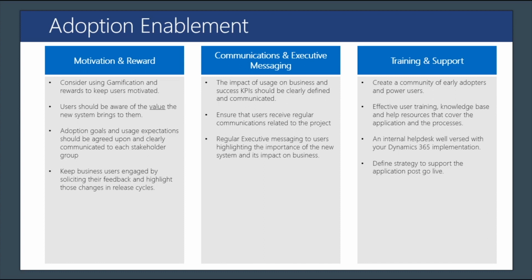In terms of messaging and communicating from an executive perspective, you want to make sure that the impact on your success KPIs is clearly defined, and how the usage is continuing to impact those success KPIs. You also want to make sure that users throughout the project receive regular communications, even during the planning phases, during discovery, all the way through a program. You want to make sure that you're engaging your users in the process, that ultimately everything that's going on is all about them, to make them more successful.